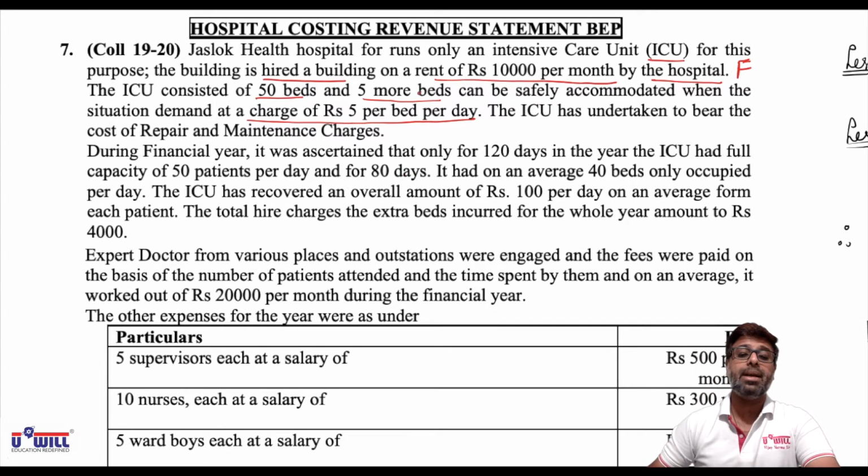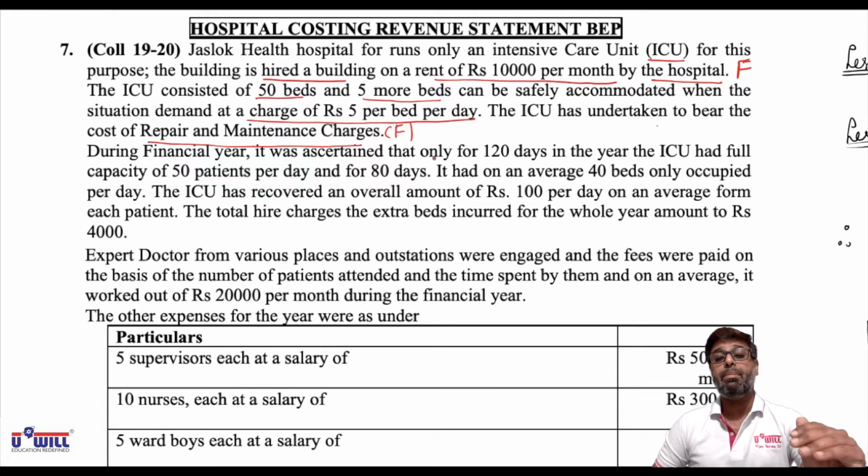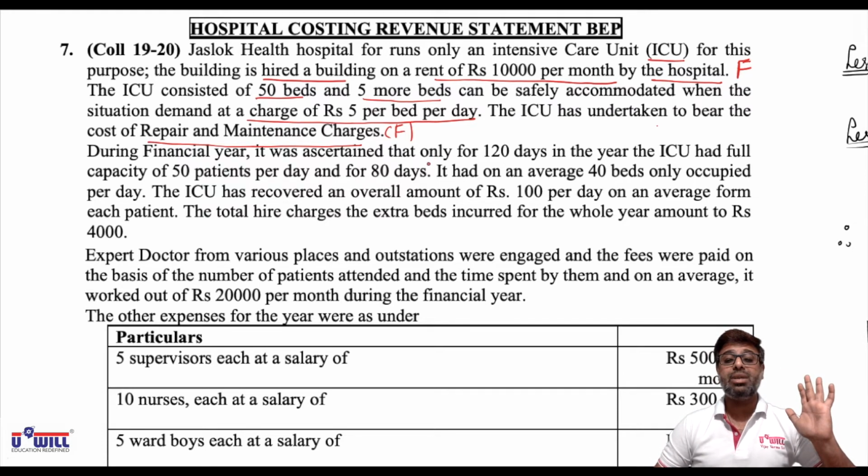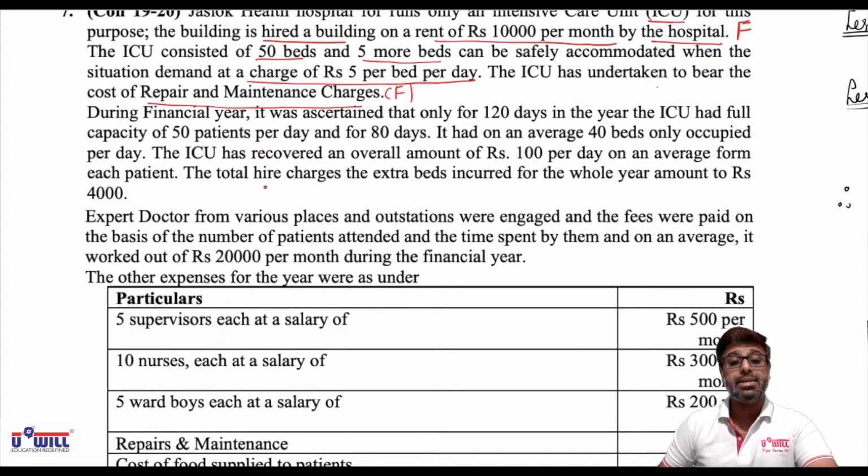5 more beds can be accommodated at a charge of 5 per bed per day. The ICU has undertaken to bear the cost of repair and maintenance charges. So ICU has undertaken to bear the cost means it would be treated as fixed cost whenever we come across that, because it does not depend on the number of patients. It means wherever and whenever required, repairs and maintenance would be done from time to time, like AMC, annual maintenance contract would be given. So here repairs and maintenance would go into the fixed charge because of this sentence.